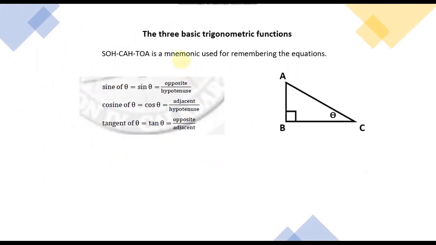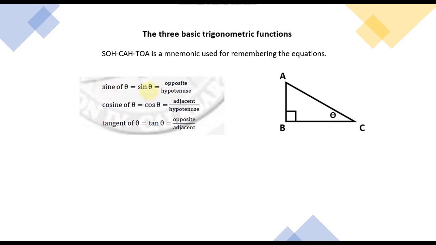So let's have our formulas for the three basic trigonometric functions. Sine theta equals opposite over hypotenuse. Cosine theta equals adjacent side over hypotenuse. Tangent theta equals opposite over adjacent. So these are the three trigonometric functions that can be represented by the mnemonic SOHCAHTOA. If you can remember this mnemonic, it will be easier for you to remember the formulas for the three trigonometric functions: sine, cosine, and tangent.